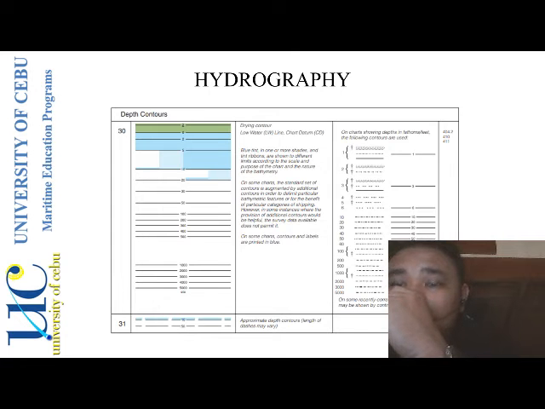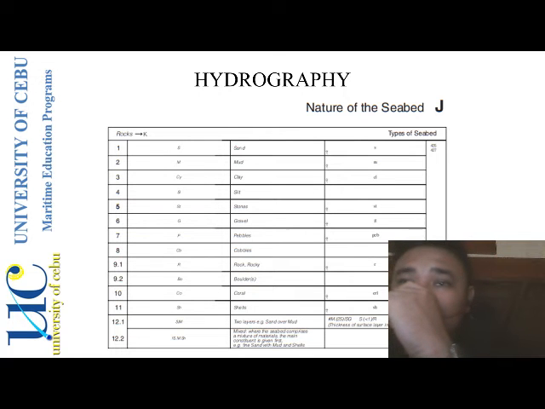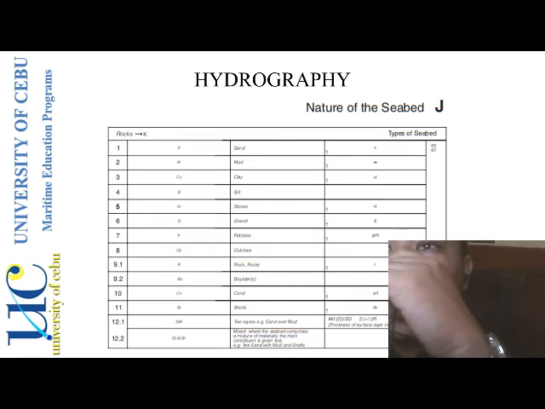So 31, this is the experimental depth contours, length of dashes may vary. So hydrography, the nature of the seabed. Number 1 is the sand. Number 2, M, is the mud. Number 3 is the CY, the clay. Number 4 is the S, silt.